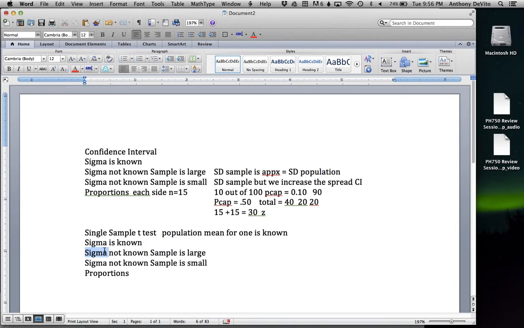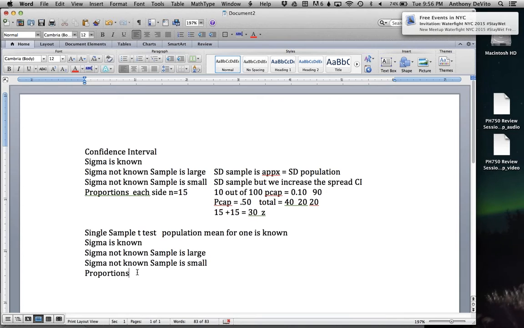And if sigma is not known, if the population standard deviation is not known, but the sample is large, again, we can make the assumption that the standard deviation for the sample approximates the standard deviation for the population, so we can use that in place of sigma. And finally, if sigma is not known and the sample is small, then we're forced again to go to the t-score in order to solve this. And proportions? Well, with proportions, we stick with the z-score anyway. So I'm going to run through some samples here so that we can see how this is going to work in real life.